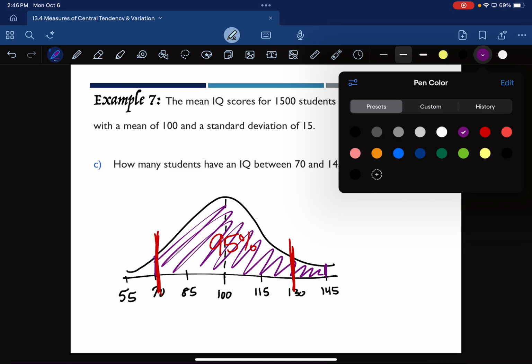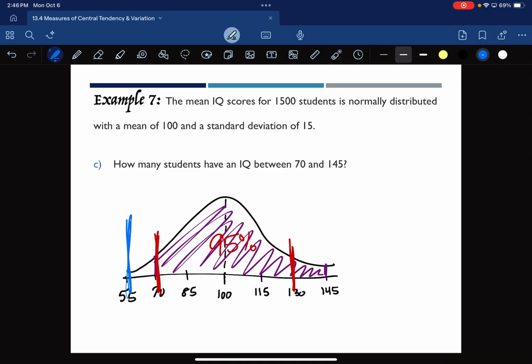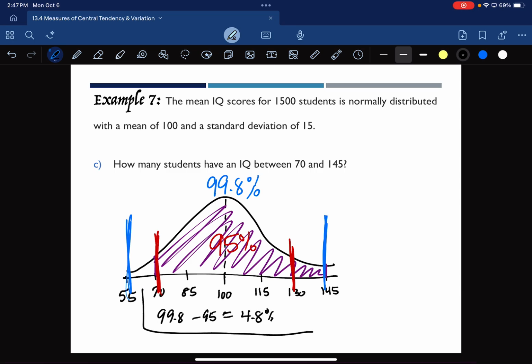So let's do that one. Let me change colors. Let's do blue. We haven't done blue yet today. If I go this part, I get 99.8. So I can take the 99.8 and the 95, and what do I need to do with them? I need to subtract them, yeah. So I need 99.8 minus 95, which will give me what? 4.8%. And that 4.8% is this area right here, in between 55 and 70, and in between 130 and 145.